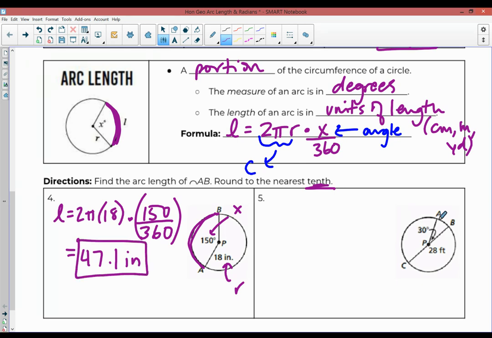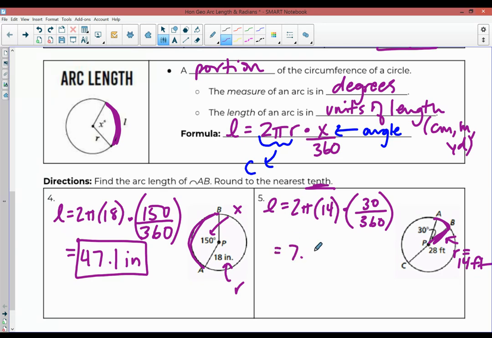All right, same thing here. This looks like the diameter is 14 feet, so then the radius is going to be 7 feet. So we have 2 pi times 7 times 30 over 360. 2 pi times 7 times 30 over 360 gives us 3.7 feet.